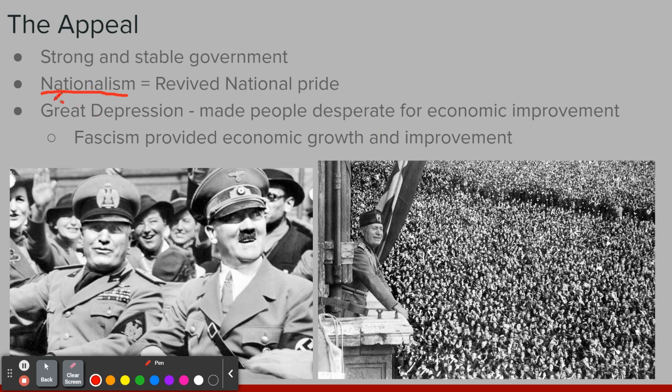And then last and most importantly is the Great Depression. The Great Depression is what brings fascism out. People are scared, they're hungry, they're poor. So fascism provided the ability to fix their nation, and these leaders were ones who said that they could do that. So if you have any questions, let me know. Fascism is going to be very important. We're going to go over it when we talk about Adolf Hitler, but I hope that made sense.